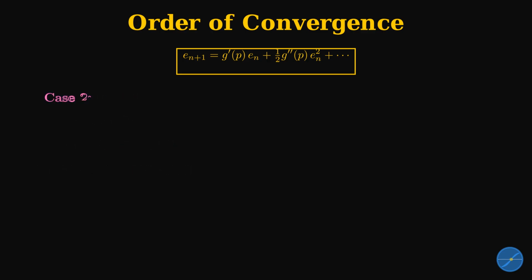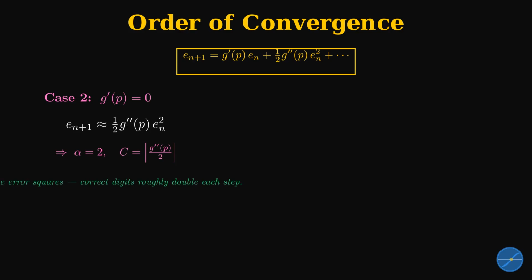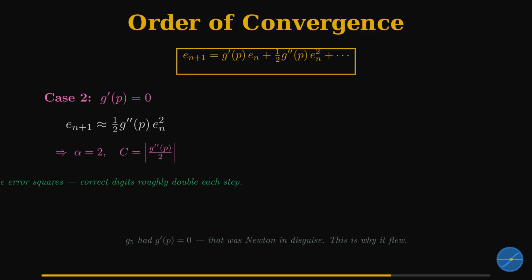Case 2 is the interesting one. What if g prime of p equals 0? The linear term vanishes outright. The surviving term is the e_n squared term. The error squares each step. The number of correct digits roughly doubles. That's quadratic convergence. Remember rewrite 5, the one with slope exactly 0. That was Newton's method in disguise, and this is precisely why it was so fast.